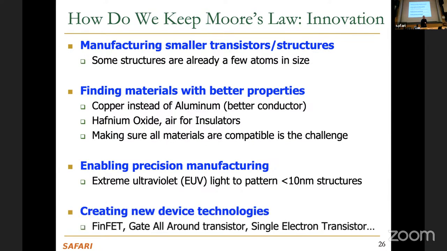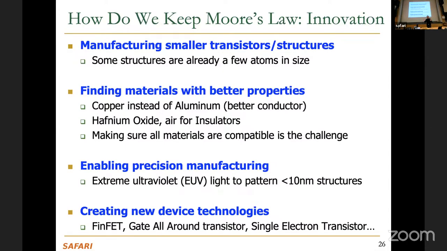And then creating new device technologies is important because the transistor that I showed you, at the abstraction level, looks like this, right? Oh, it looks great. It has a gate, source, drain. Yeah, but it's not really like that. There's a lot of innovation that goes into the transistor. There are different types of transistors, single electron, gate all around. Where do you put the gate compared to the source and drain? Is it two-dimensional or three-dimensional? Today's transistors are actually three-dimensional things.